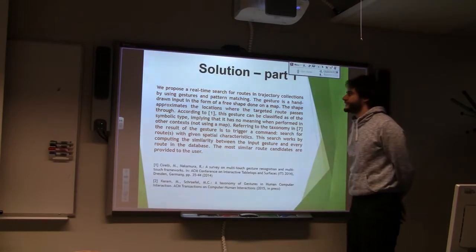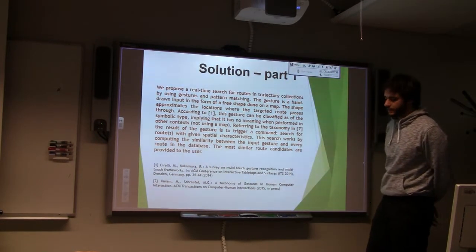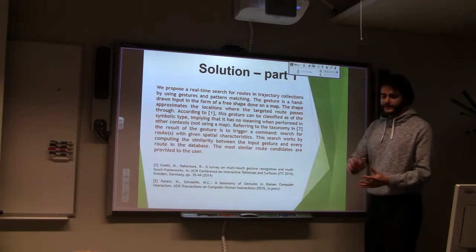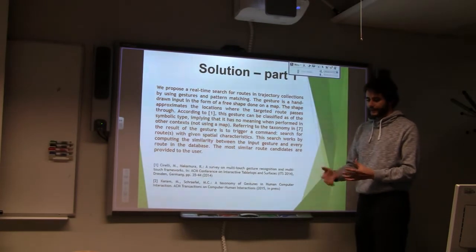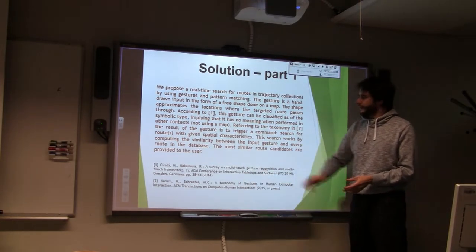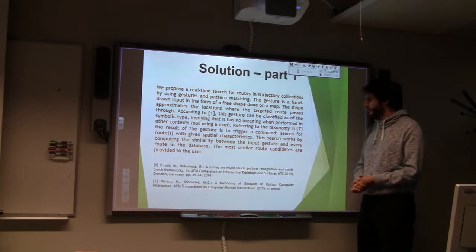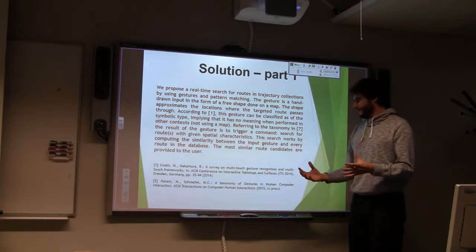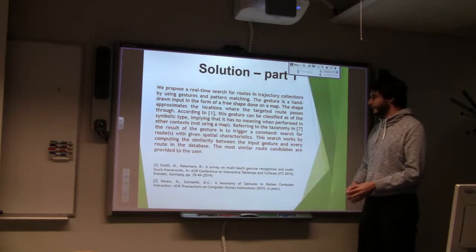So what we propose is a real-time search for routes in trajectory collections, and this is a combination of user gestures and pattern matching. The gesture is this kind of hand-drawn input where the user can make any kind of shape on the map, and according to this paper, you can characterize this as a symbolic type gesture, and according to the second paper, it is going to trigger a command. So our gesture is going to basically trigger a search in the database to find the trajectory that we are looking for.